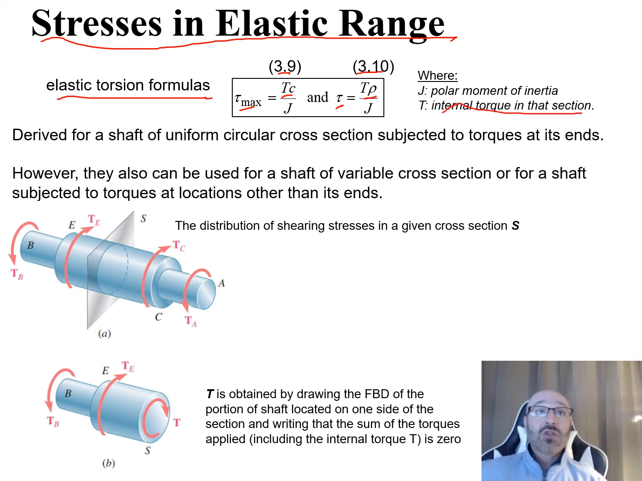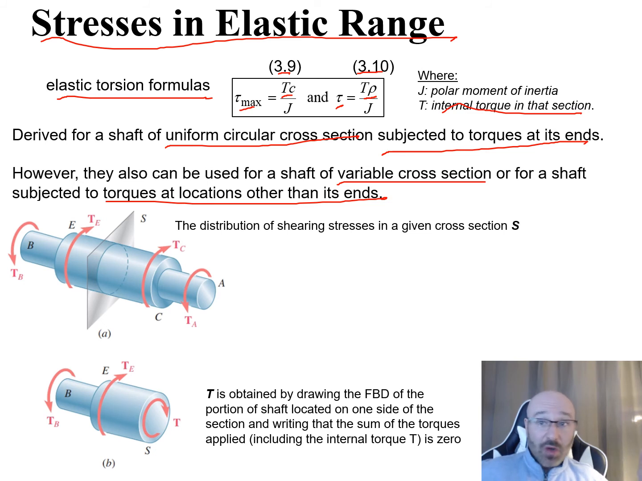Now these equations are derived for a shaft of uniform circular cross-section subjected to torques at its ends. However, they can be used for a shaft of variable cross-section, or a shaft subjected to torques at locations other than its ends. You can see here we have this variable cross-section shaft going from B to A, where the diameter from B to E is different from that from E to C, which is different from that from C to A. So this is a variable cross-section, but it is subjected to torques at locations other than its ends, because you can see this torque TE and this torque TC.